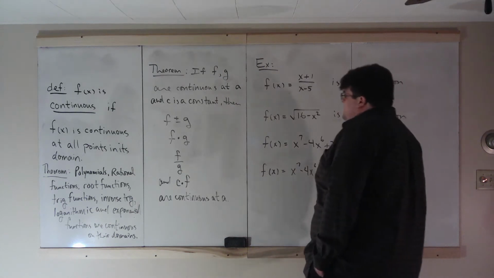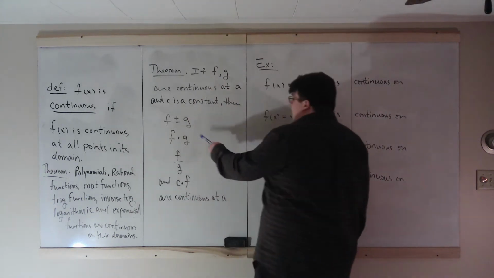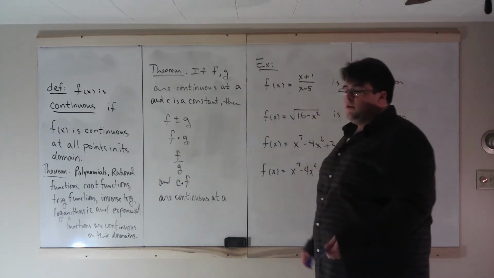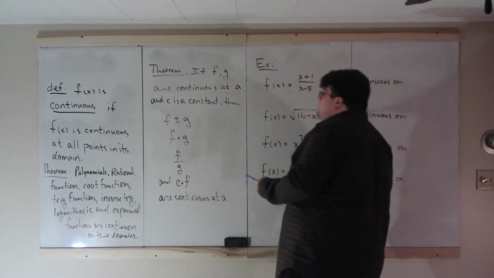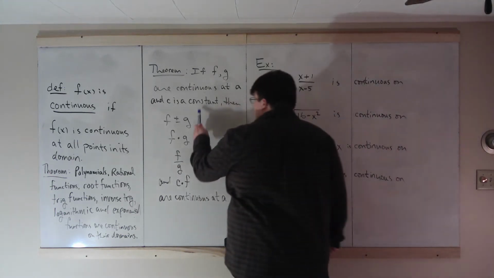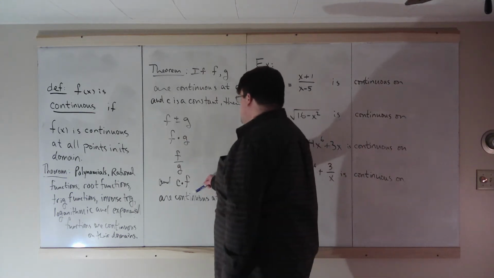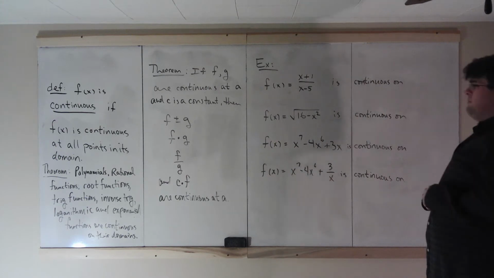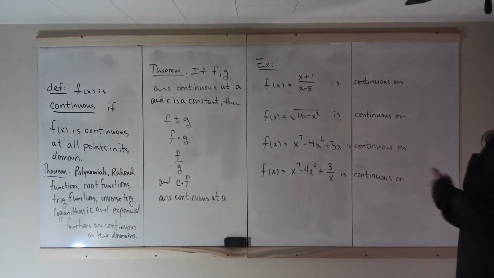We also have this next theorem, which tells us if we add, multiply, or divide continuous functions, then we're still going to get continuous functions. So here, if f and g are continuous at a point a, and c is a constant, then f plus g, f minus g, f times g, f divided by g, and a constant times f are all continuous at a. So let's look at applying these two theorems with these four examples.